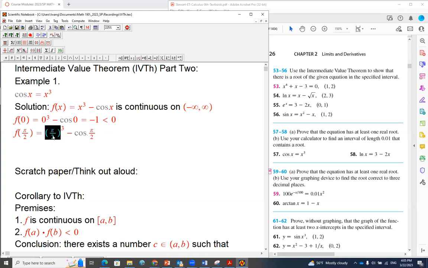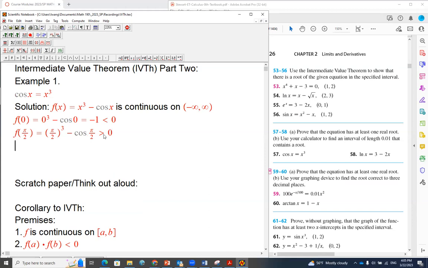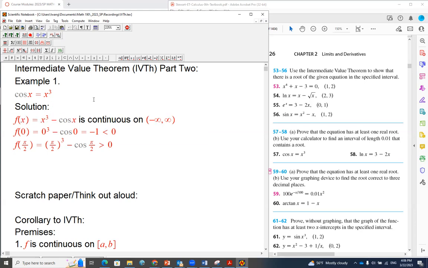Pi over 2 to the power 3 for sure is going to be positive. Okay, there we go. We have identified the interval. So now what do we say? We can make some adjustment, right?